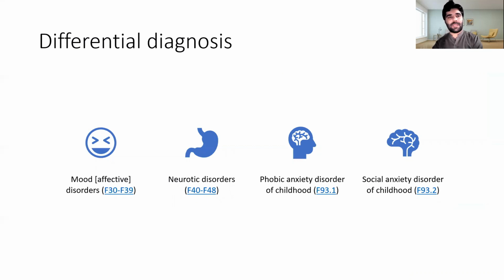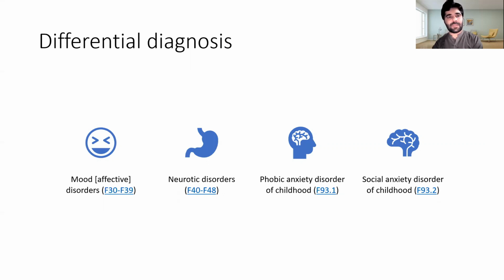If we see the differential diagnosis of separation anxiety, there are certain things within the family like stressors, family dynamics, parents being overprotective, and certain psychiatric disorders that can lead to separation anxiety or symptoms of separation anxiety. So in that case, we have to rule out mood disorder, neurotic disorder, phobic anxiety, and social anxiety disorder.